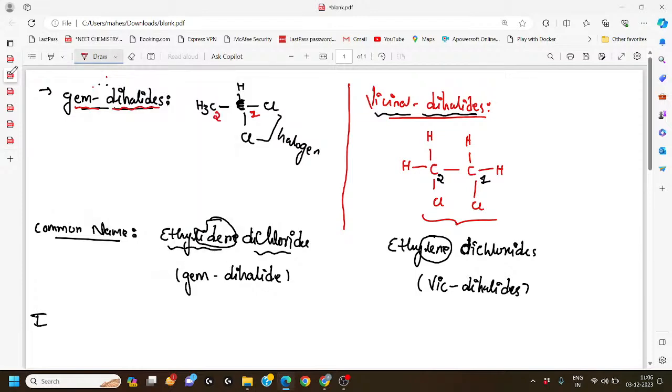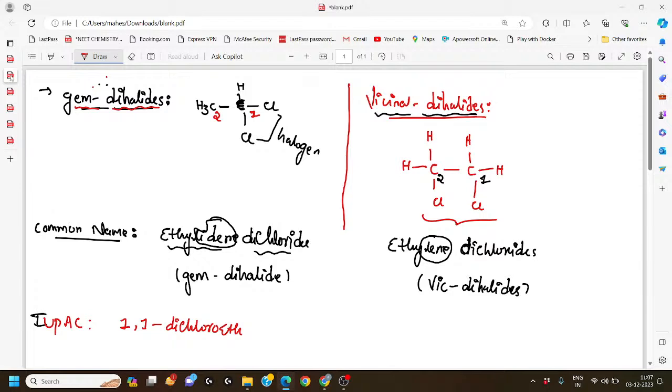Now let us understand the IUPAC name of the above compound. Observe that the naming starts from this side, because the substituents should have the lowest number. At the first position two halogens are present, so we name it 1,1-dichloro. How many carbons are present? Two carbons are present, so it is ethane. We observe that everywhere in the given organic compound only single bonds are present.